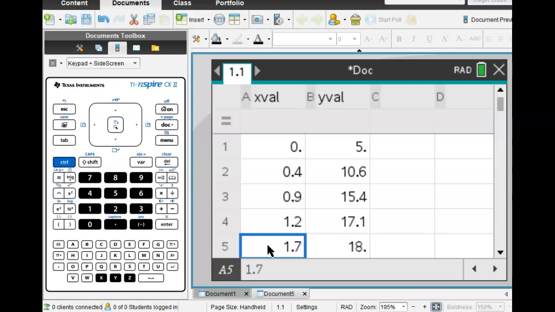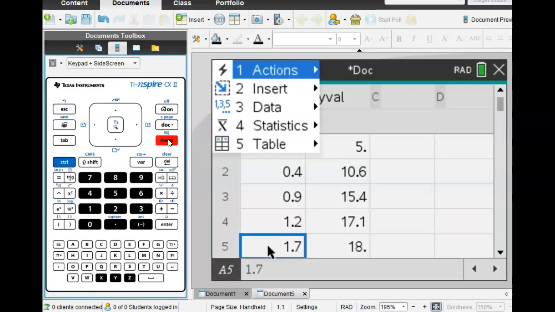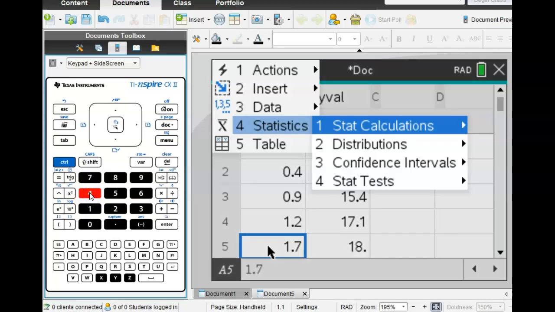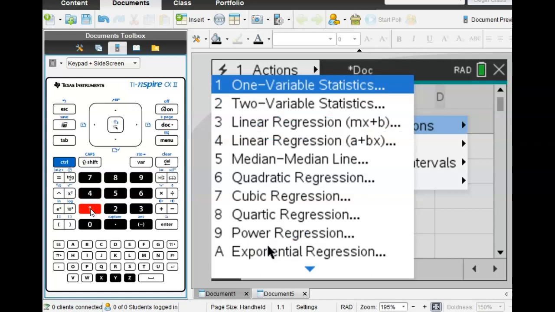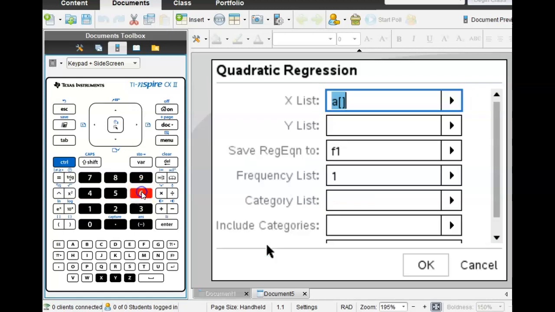All right, so now we want to tell the calculator to do its magic for us, right? And what do I push first? Menu, because that's where all my choices are for anything, right? Yes, we're using data, but we're not choosing that one. We were doing statistical things. So 4 for statistics, and then what? Stat calculations, so 1, and then what am I choosing here? Quadratic, because that's what we decided, so that's 6.